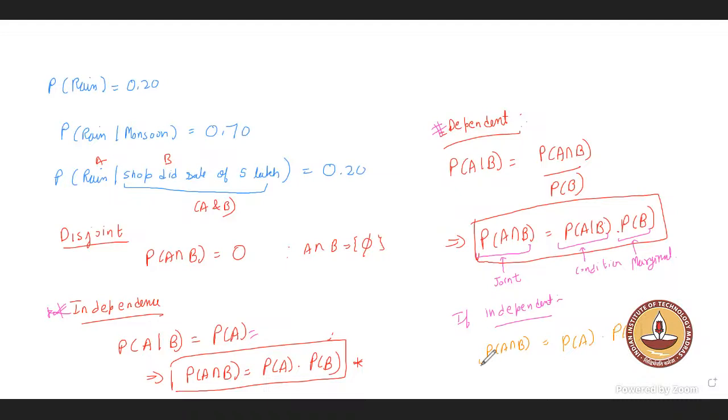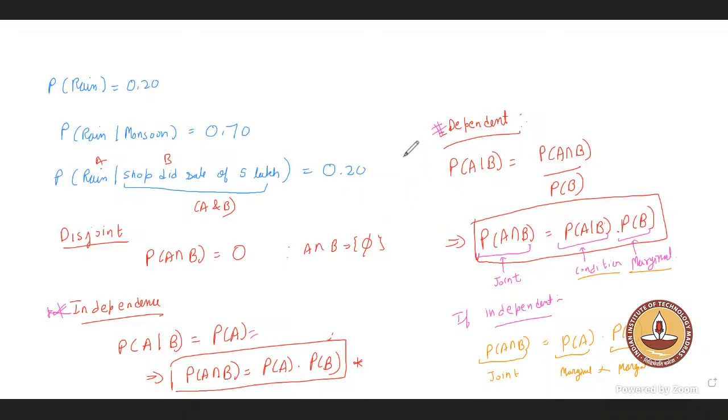So these both are the same, and in that case my joint becomes the product of marginals: the marginal of A and the marginal of B. So in case of independence, you can write the joint distribution as the product of their marginals. But in case they are not independent, you have to write it as the product of marginal and conditional. That's the basic difference.